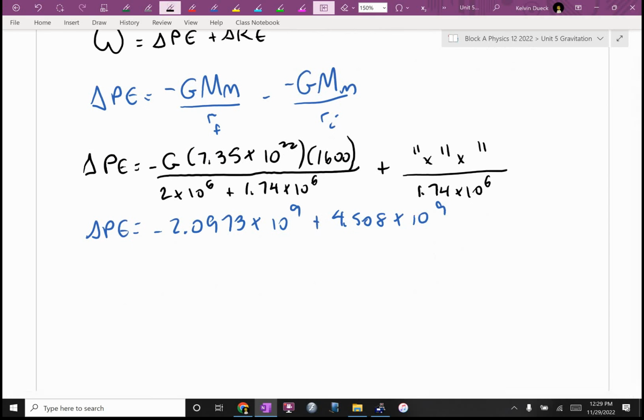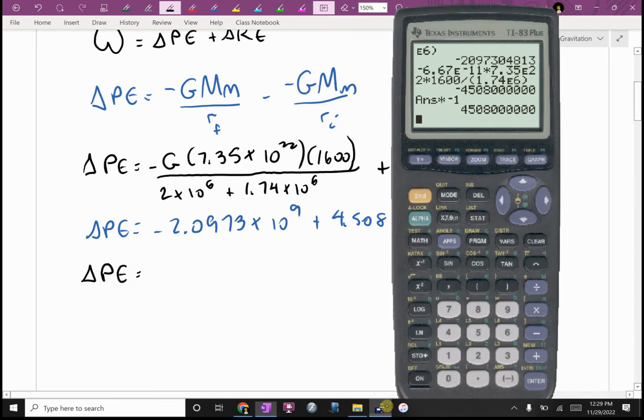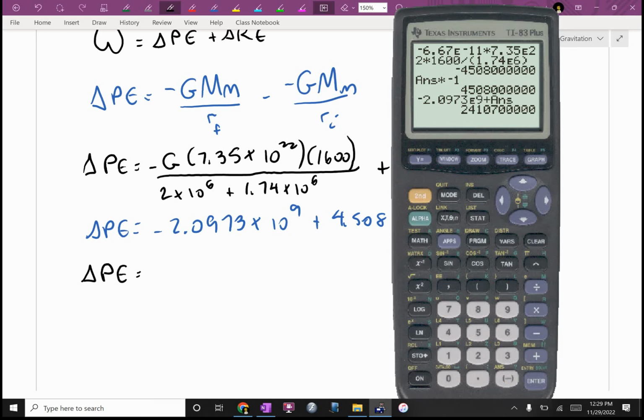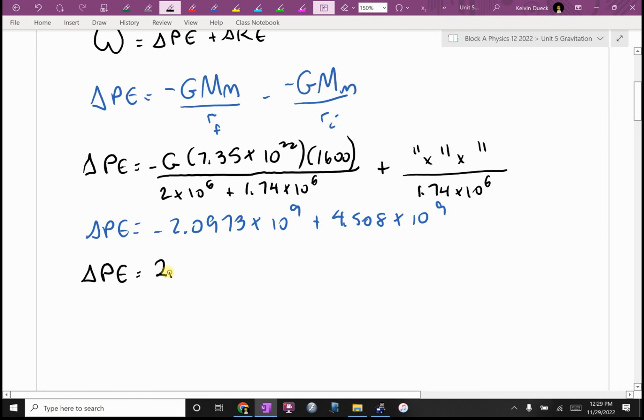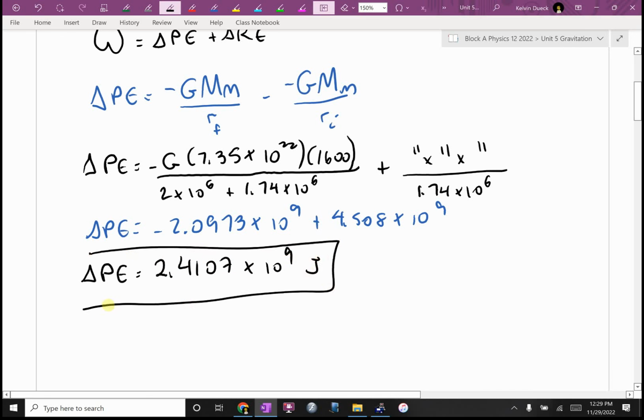So the change in potential energy is negative 2.0973 scientific notation button 9 plus, answer button. And I get the change in potential 2.4107 times 10 to the 9th joules. I'll draw a box around that because I need that.